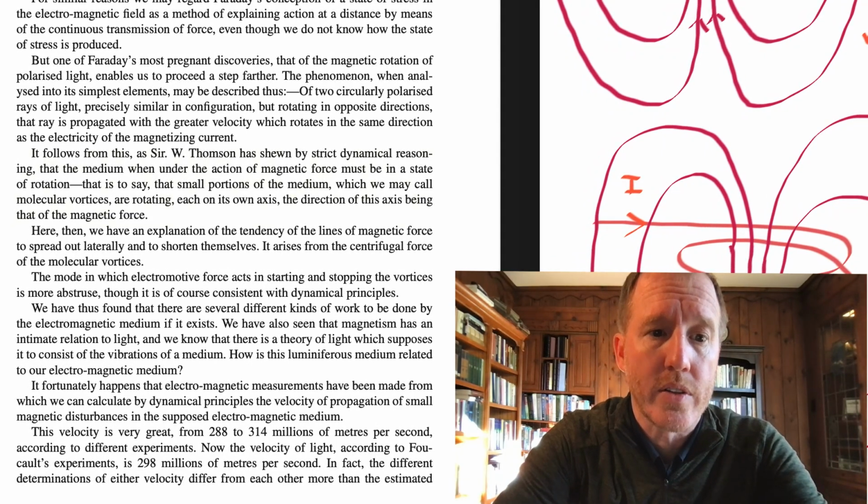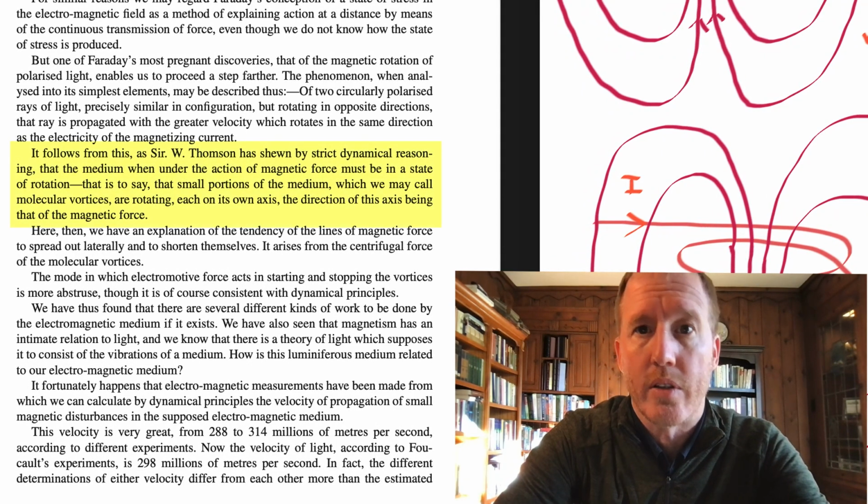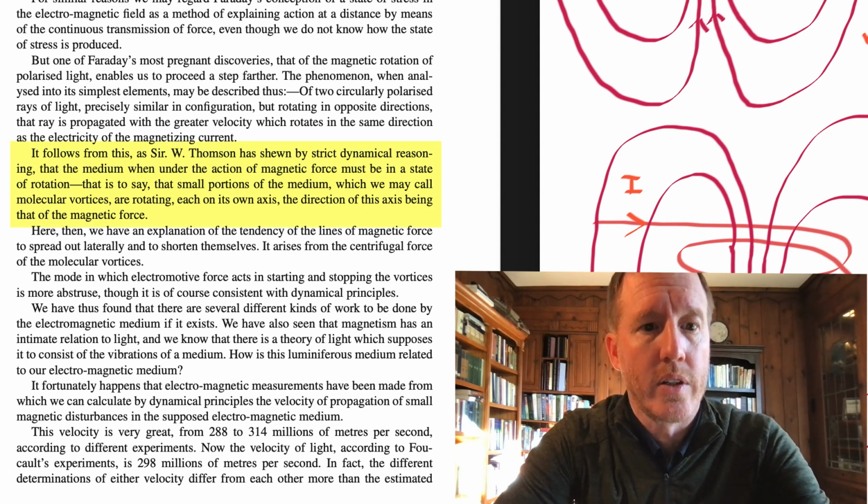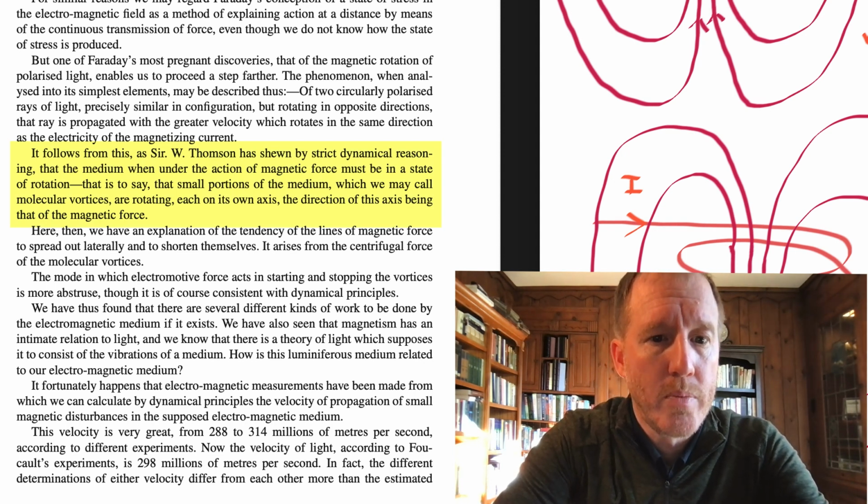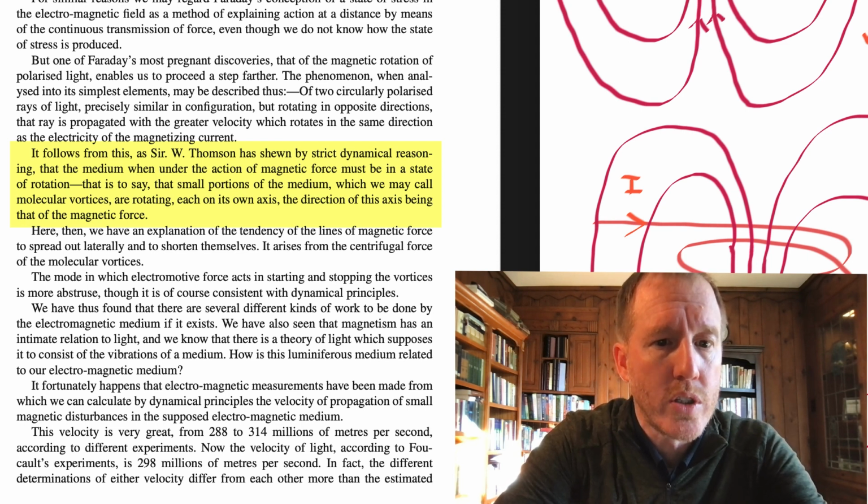It follows from this, as Sir William Thomson, that's Lord Kelvin of the Kelvin temperature scale, Sir William Thomson has shown by strict dynamical reasoning that the medium, when under the action of magnetic force, must be in a state of rotation. That is to say, that small portions of the medium, which we may call molecular vortices, are rotating, each on its own axis, the direction of this axis being that of the magnetic force.